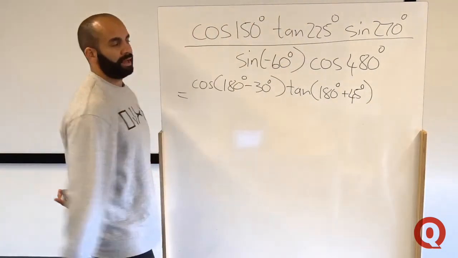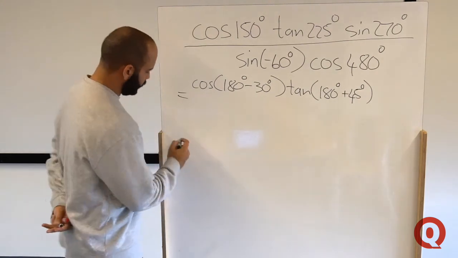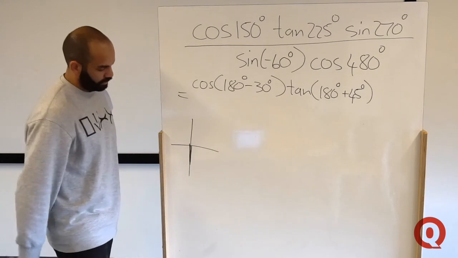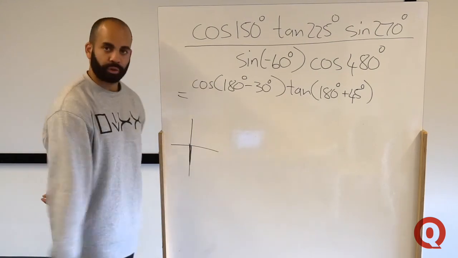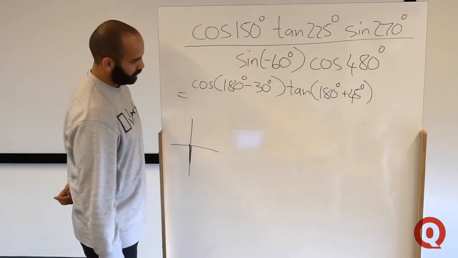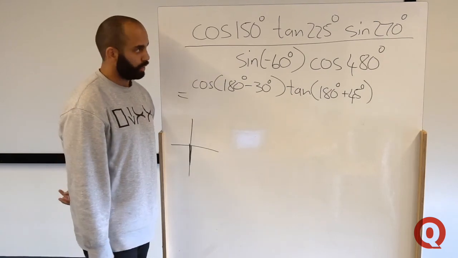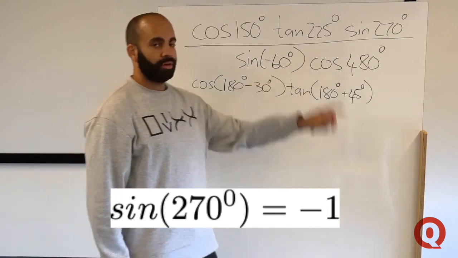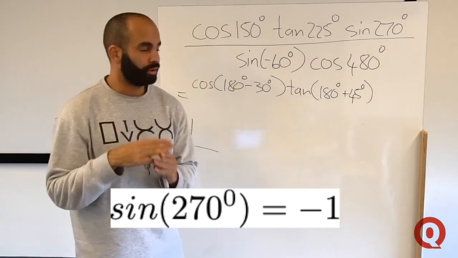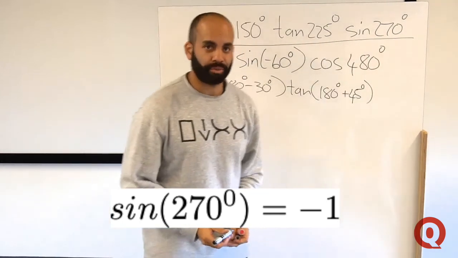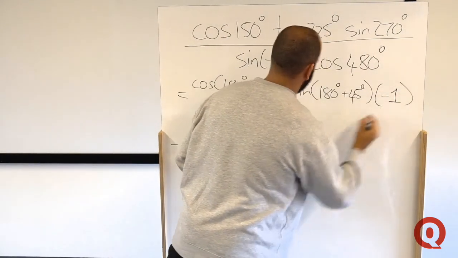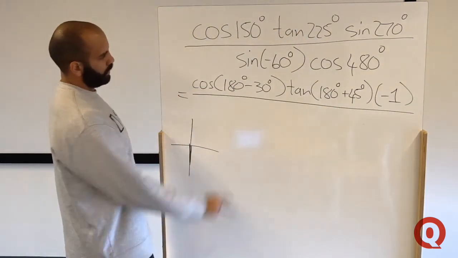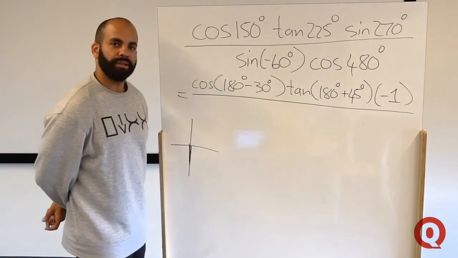And sine of 270, you know that would sit, let's draw this out, directly in between the third and the fourth quadrant, and sine of 270 is a special angle, so you know that that value is going to be minus 1. If you're unsure, check it in your textbook, work through it. This should give you minus 1. So we substitute in minus 1 divided by sine of minus 60 degrees.